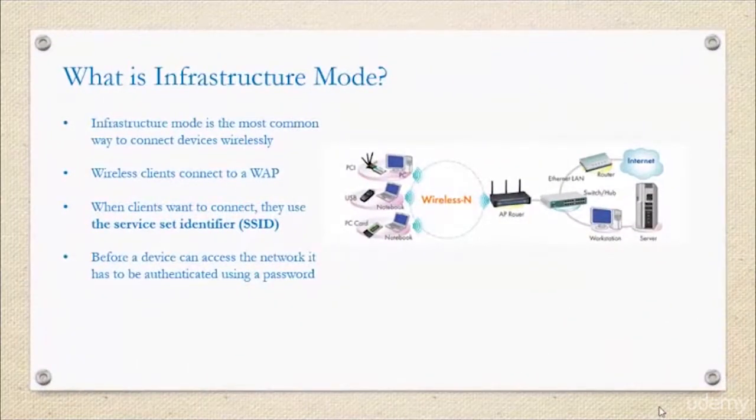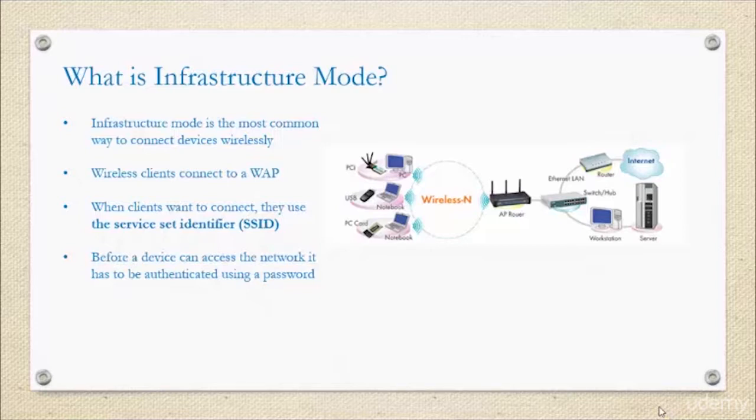Infrastructure mode is the most common way to connect wirelessly. And what happens, like we've been talking about this entire time, is that your device is going to connect to a wireless access point, which is then connected to a cable that trails off to a switch and off to a router. When clients want to connect, they use a service set identifier.